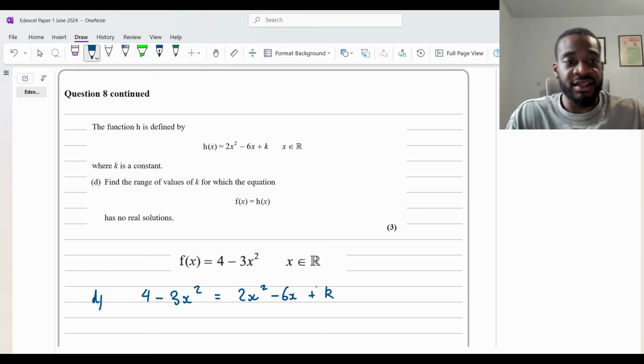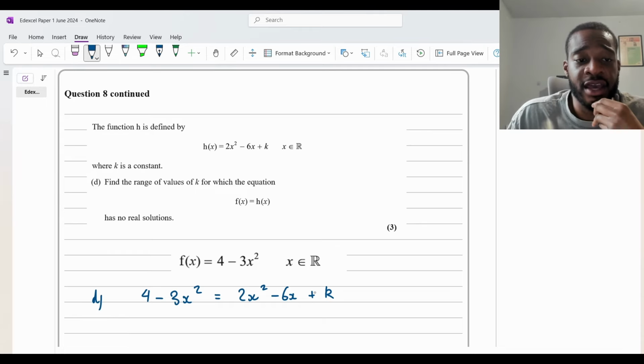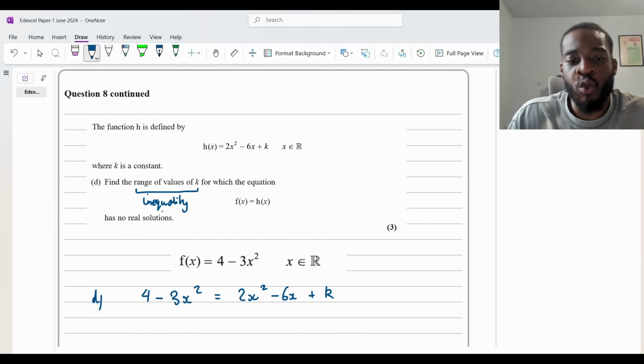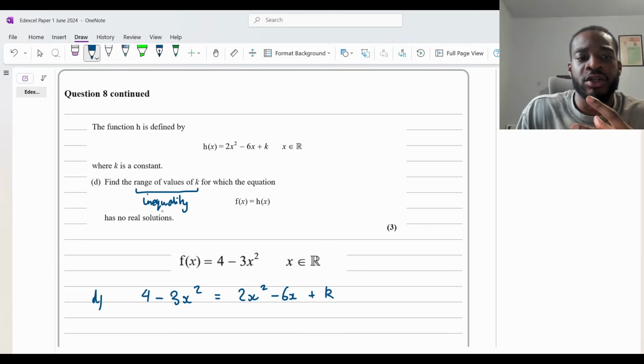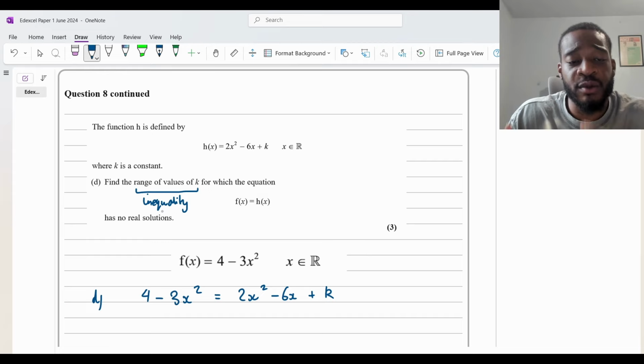Now we need to find the range of values of k for which there are no real solutions. Couple of things here. Find the range of values: whenever you see that, it means you're solving an inequality. So your answer is going to be an inequality. Secondly, what are you dealing with? You've got quadratic expressions on both sides. This is a quadratic equation. How do you determine the number of solutions when you're dealing with quadratics?